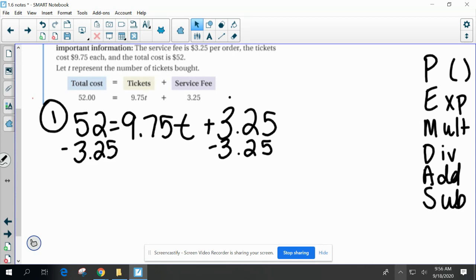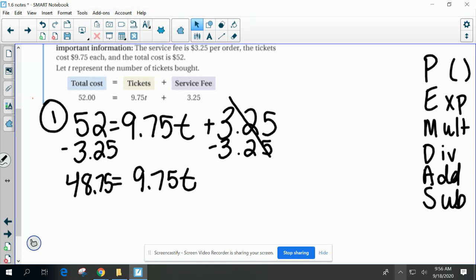So that would zero that out, and I would have 9.75 t, and then 52 minus 3.25. 49.75. No, 48.75.